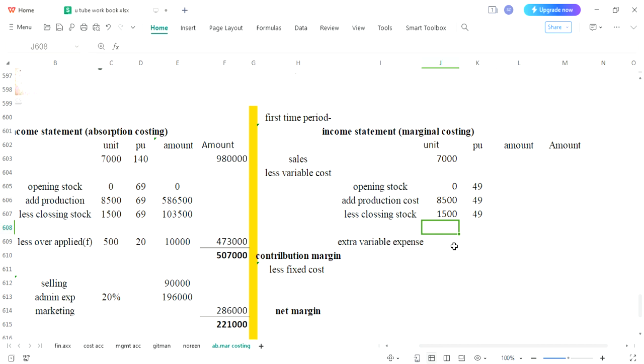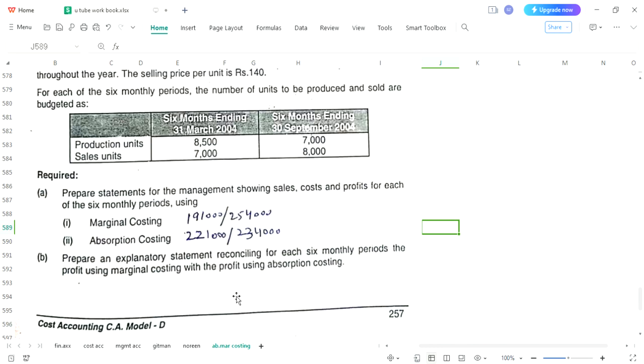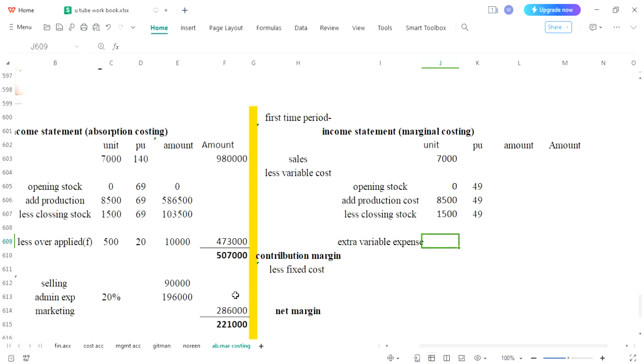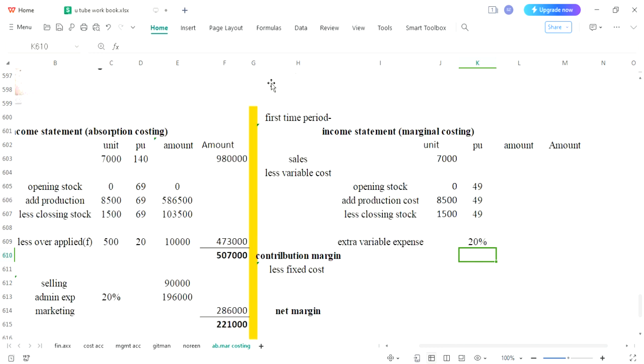And now we will see if variable expenses extra are present. Here you can see variable, and although these are selling admin, but this is variable, 20% of sale value. So here you will mention that we are going to calculate 20%, but still amount of sale is not present, so we will wait. Okay, the next thing useful is this selling price. Selling price per unit is 140. Come over here and write down 140 at this stage. Alright, all units are completed, all per units are completed.